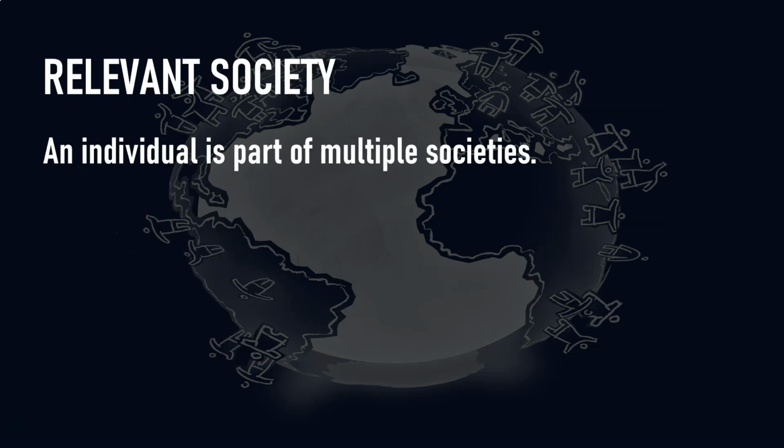So now let's look at what relevant society is. We've already determined that an individual is part of multiple societies. But what does this mean? For example, we live in a family, and that's a society. We belong to a religion, and that's another society. We belong to a caste, and that's another society. We go to a certain school, and that forms a society. We belong to a country. Our nationality belongs to a country. So we're part of multiple societies.